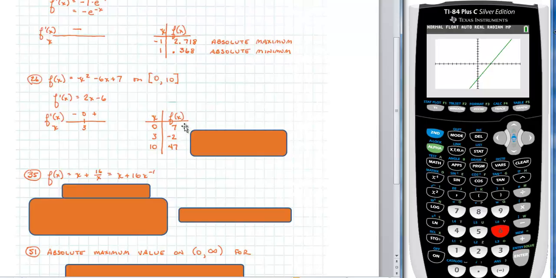So now looking at this, the smallest y value I see in this list is a negative 2. The largest is 47. So this should be my absolute min, and 47 should be my absolute max.